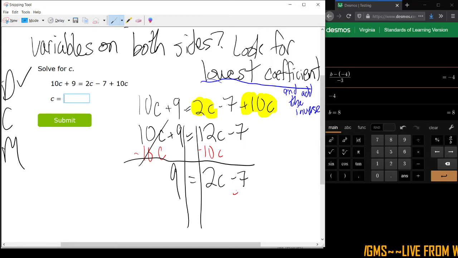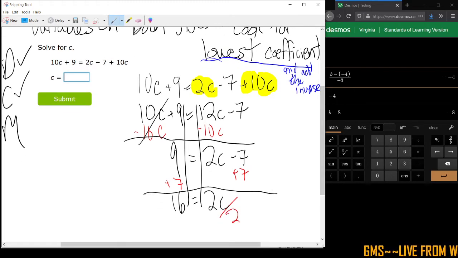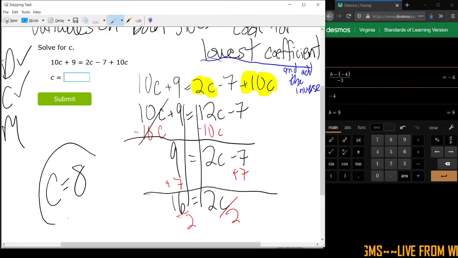Two-step equation, add 7 to both sides. Try and get all those constants on one side. So we have 16 is equal to 2c. I have all of the like terms on one side. Divide both sides by 2 to get my answer for c. So I'd say c is going to be equal to 8.